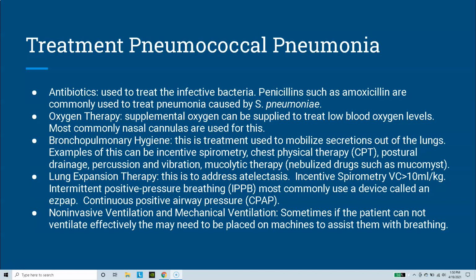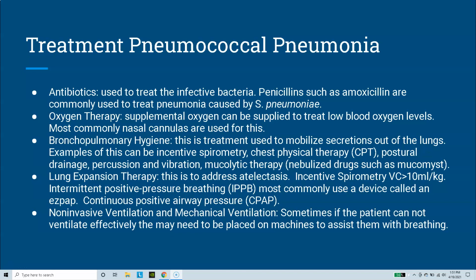Oxygen therapy, which is supplemental oxygen, can be supplied to treat low blood oxygen levels. Most commonly, you're going to see nasal cannulas used. However, you can see patients on aerosol masks. A little bit of a step above this would be high flow humidified oxygen. This is also a nasal cannula. It's just that there's the ability to have humidity, which humidifies the airways, and then you can also run those at higher oxygen levels.